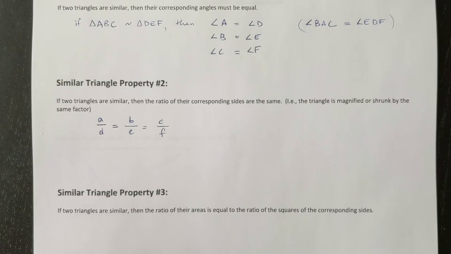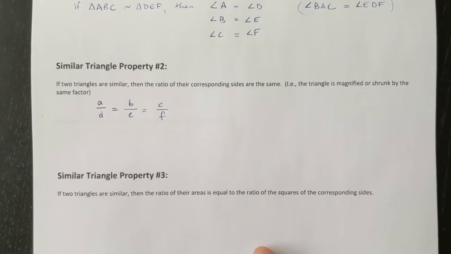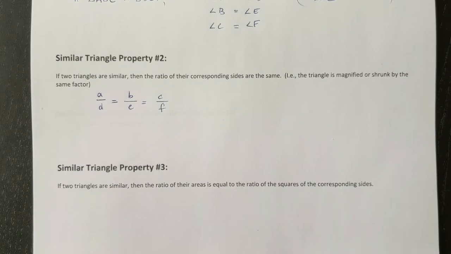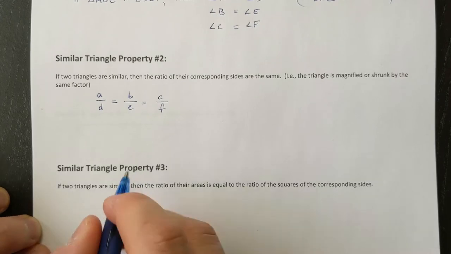Okay, last similar triangle property. If two triangles are similar, then the ratio of their areas is equal to the ratio of the squares of the corresponding sides. So that seems really complex. The ratio of their areas is equal to the ratio of the squares of the corresponding sides. So I'm just going to write this out, and it should be a little simpler. The ratio of their areas. So let's create a ratio of their areas.